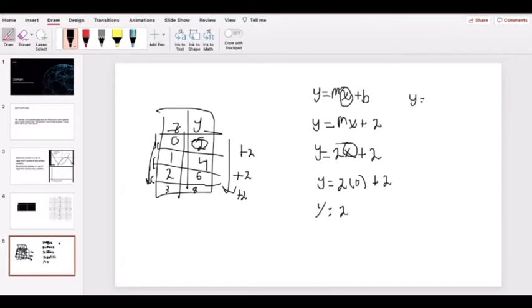y equals 2 times 2 plus 2. So it would be y equals 2 times 2 is 4, plus 2 is 6. So you would get 6. As you see, for our x we had 2, right? And then when we solve it, for y we get 6.